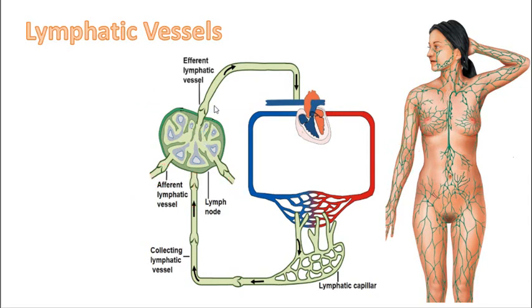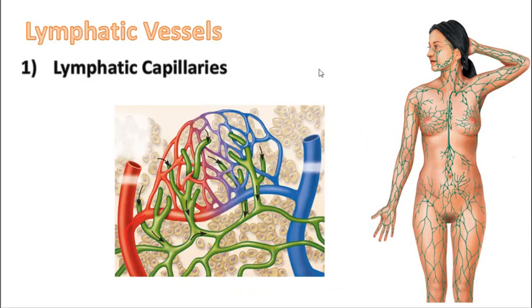The efferent lymphatic vessels take the lymph away. So the efferent takes it away, the afferent brings the lymph in. The efferent lymphatic vessels basically will empty into a very large duct, either the right lymphatic duct or the thoracic duct. And the thoracic duct and right lymphatic duct will empty into the left and right subclavian veins.